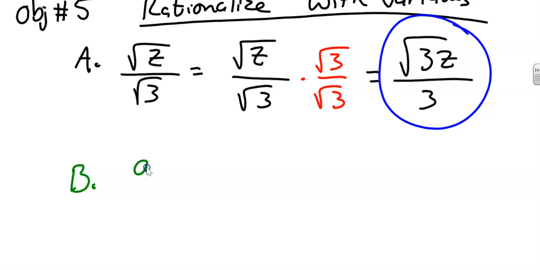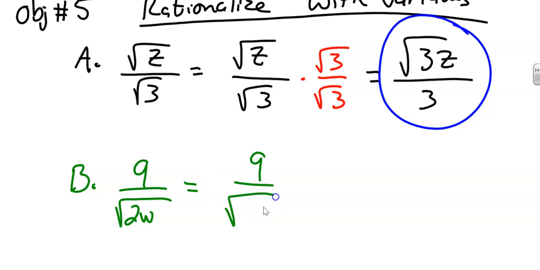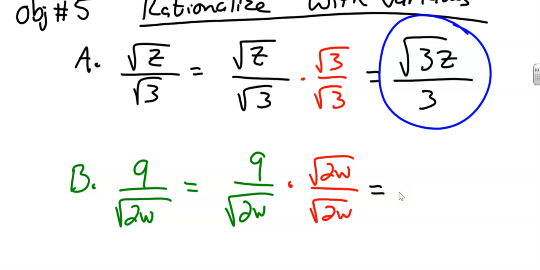Okay, now let's give you one where you actually get a variable in the denominator. If it's 9 over the square root of 2w. It doesn't matter, as long as it's a square root, it doesn't matter what you have in the square root, you're still going to multiply by that square root that you have in the denominator. On the bottom, you do the same thing times itself, and when you square root it, you come back and get the same thing. It's going to be a 2w.